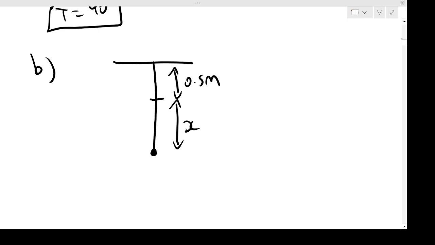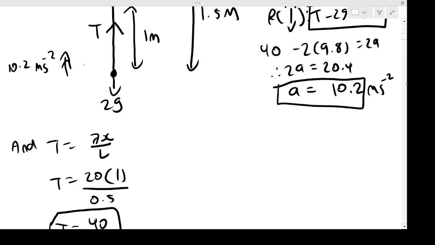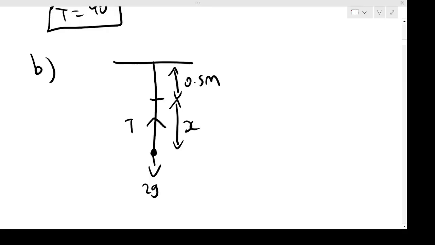Again, we assume it's going to be a stretch, so that means tension is going to act upwards because stretch would be downwards, right? So that means the tension will act upwards, and again the weight will act downwards. Now the weight is 2g. Now I do know for definite that the tension has to act up, not down, because you might think, well, what if it's being compressed, right? What if the particle goes so far up the string, it starts to compress it instead?